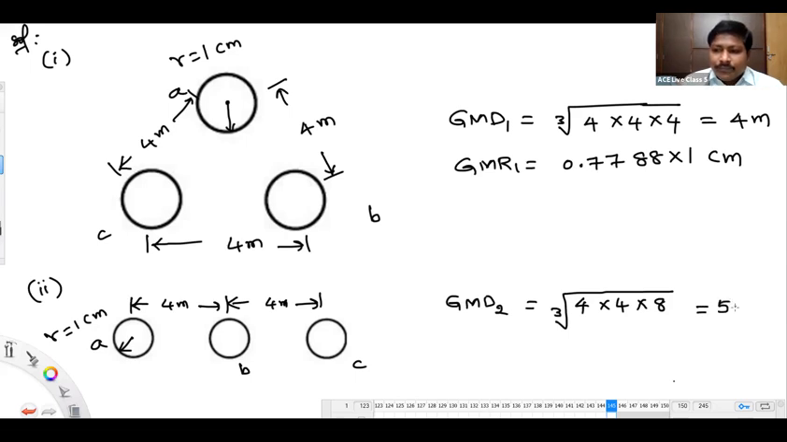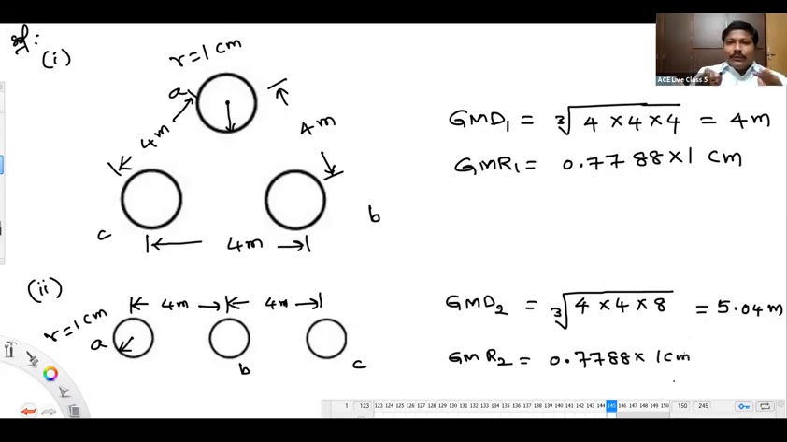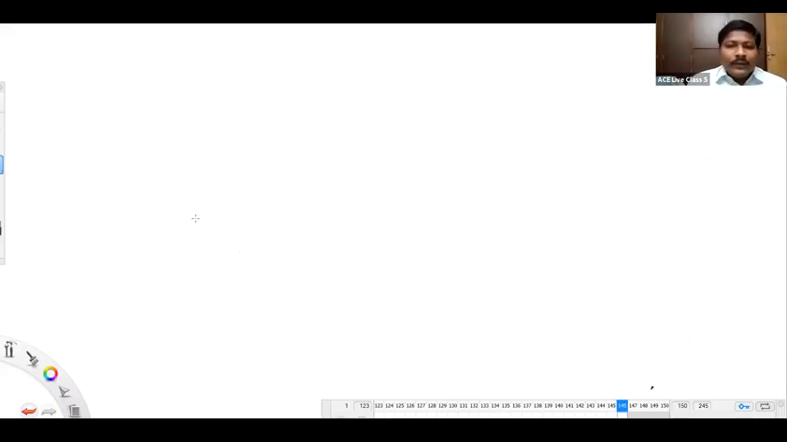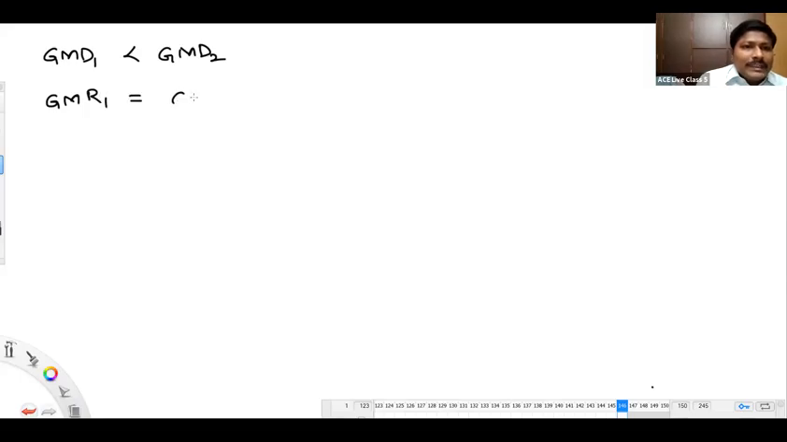This number is 5.04 meters. What is GMR2? It is 0.7788 into radius, and the radius is 1 centimeter. Now you can say GMD1 is less compared to GMD2, and GMR1 and GMR2 are equal. From this comparison, we can confirm that the GMD of system 1 is less than the GMD of system 2, and the GMR of system 1 will be equal to the GMR of system 2.